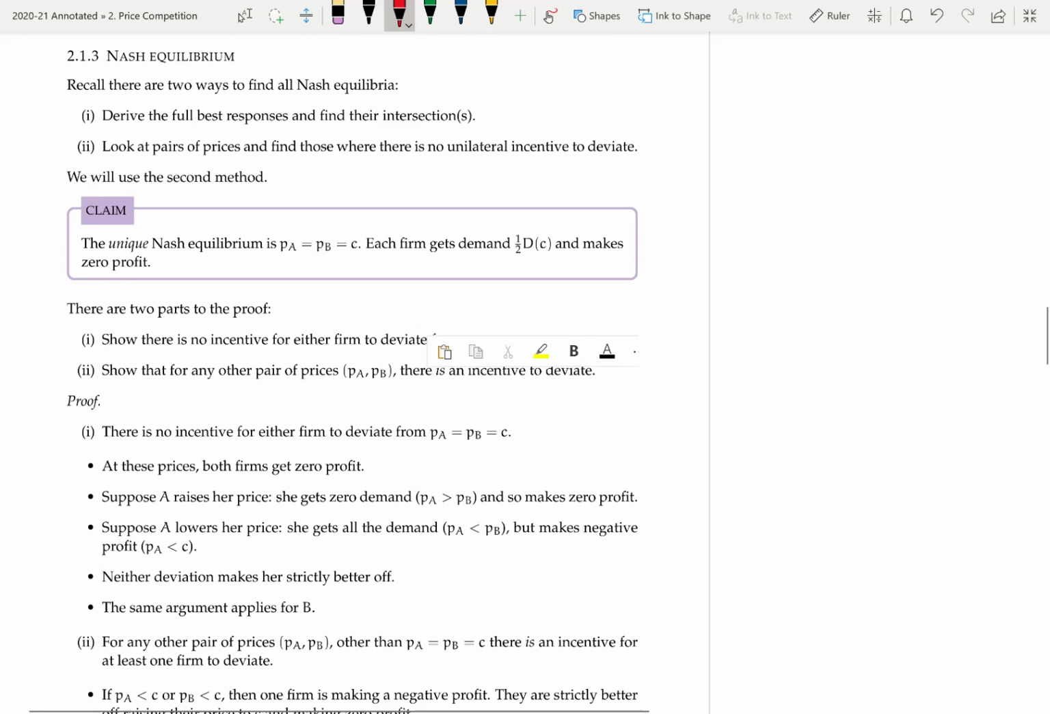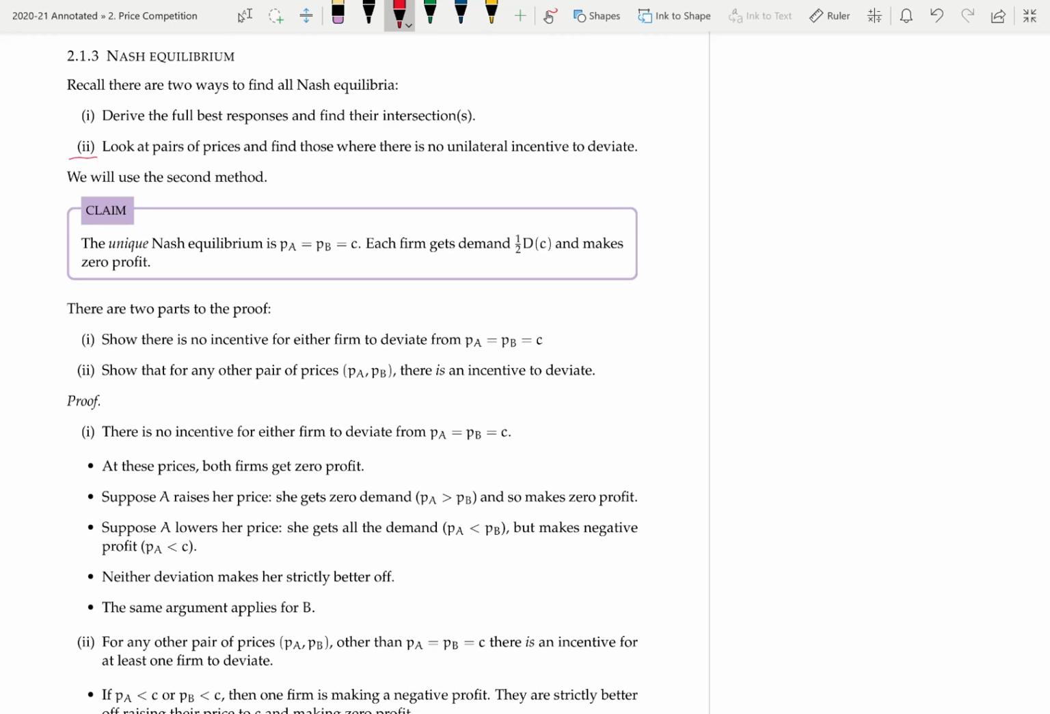So now we want to calculate the Nash equilibrium of the full Bertrand model. Recall, there are two ways to find the Nash equilibria. We could do it by finding the best responses and their intersections, or we can look at every pair of prices and find the prices where there's no unilateral incentive to deviate. Here we're going to use the second method. It turns out to be actually easier than the first method in this case, because we can divide the pairs of prices up into a small number of cases.